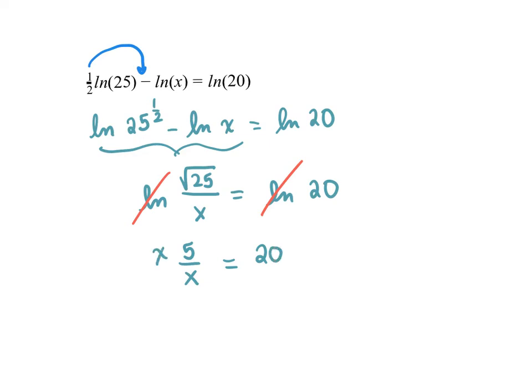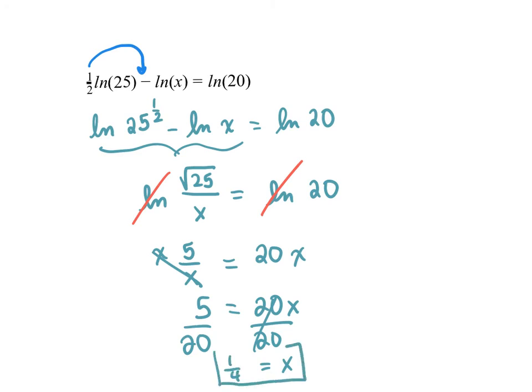So I would just multiply both sides by x. So we get 5 equals 20x. And then I'll just divide both sides by 20. So x equals 1/4, because 5 over 20 reduces to 1/4. That's positive, so that is a fine answer.